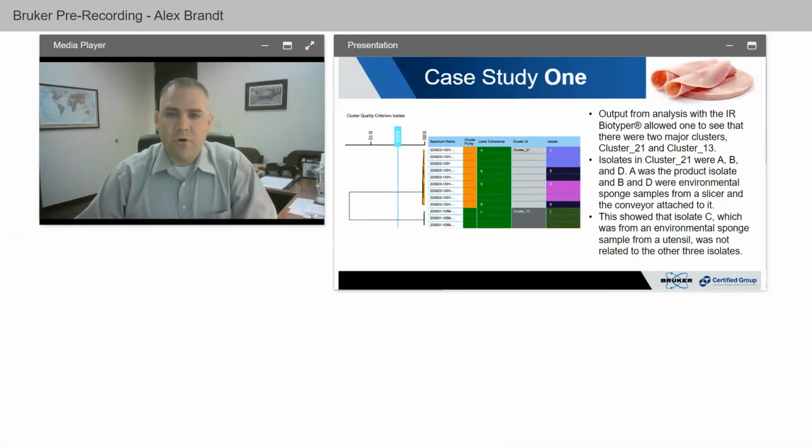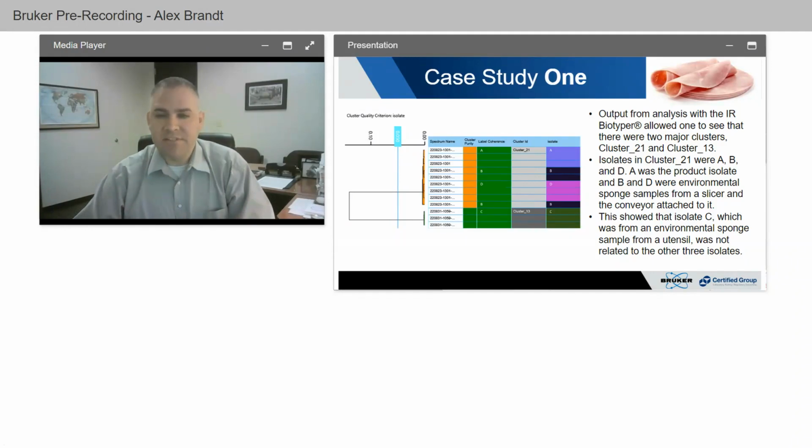So the output from the Bruker IR Biotyper was really nice because it allowed us to see that there were 2 major clusters, cluster 21 and cluster 13. Isolates in cluster 21 were A, B, and D. A was the product isolate, and B and D were environmental sponge samples from a slicer and the conveyor that was attached to that slicer. So we were able to quickly see that the slicer and the conveyor associated with it were related to the product isolate, and we were able to narrow it down to that region of the production line.